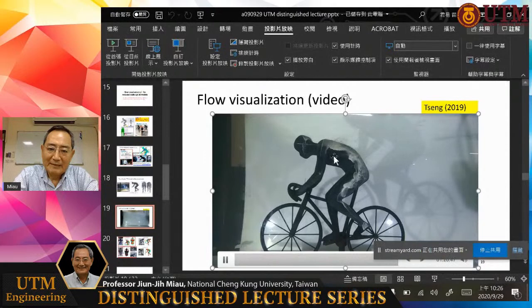So by this observation, we understand, or we can have some idea: if we would like to reduce the drag, it would be better if we could modify or delay this flow separation line. So basically, this is the idea of what we are doing.